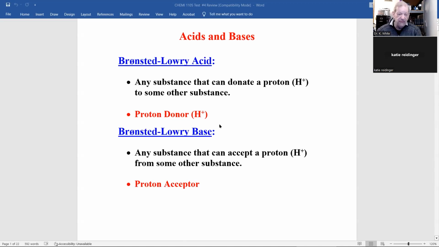You should know that. Next, what's a Bronsted-Lowry base? It's any substance that can accept a proton from another substance. In other words, it's a proton acceptor. Bronsted-Lowry acid: here, take my proton. I'm a proton donor. I'm an acid. Bronsted-Lowry base: give me your proton. I'm a proton acceptor. I'm a Bronsted-Lowry base, or just base.